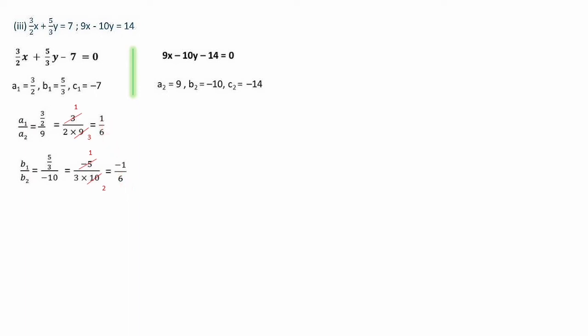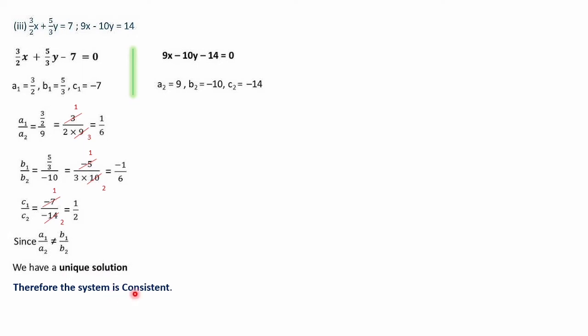We can come to the conclusion. But let's go for c1 by c2 also. c1 is minus 7, c2 is minus 14. So here when we cancel, we will get 1 by 2. But anyway, we will write the conclusion that a1 by a2 is not equal to b1 by b2, which means we will have a unique solution. Since there is a solution, the system is consistent.